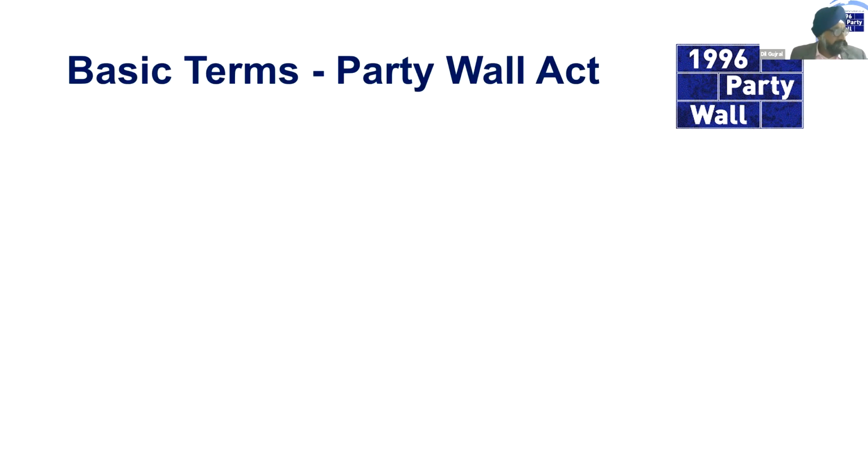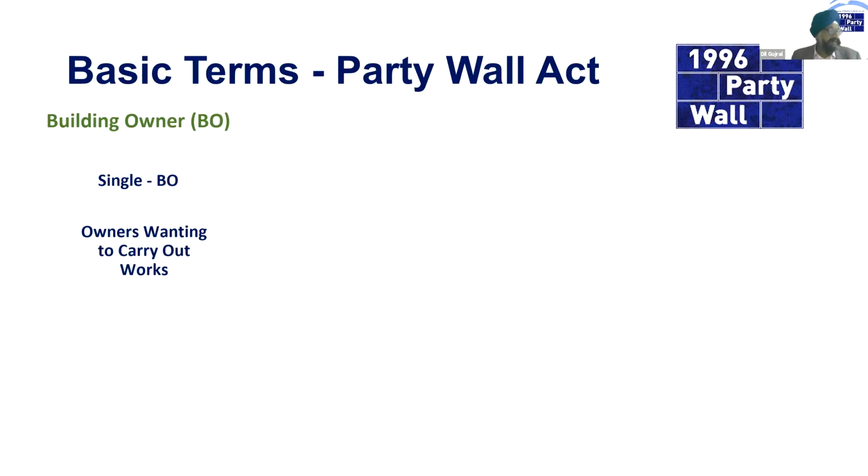So the basic terms of the Party Wall Act. Now, you've heard me talk about these. I'm going to try and explain these in a bit more detail. So we have the building owner. Now, you only have one building owner, and this is the party that wants to carry out the works.